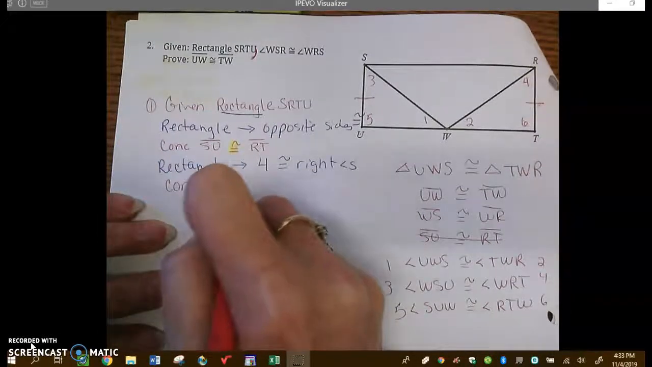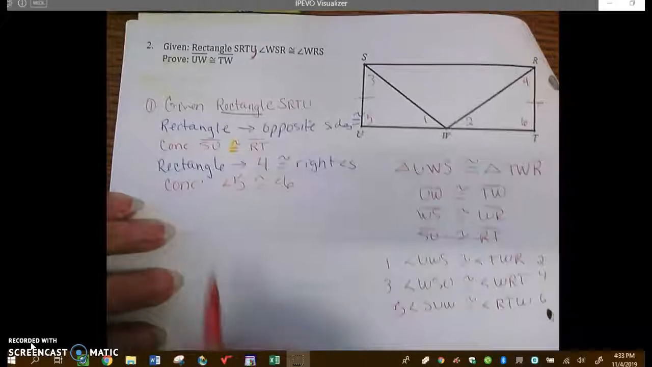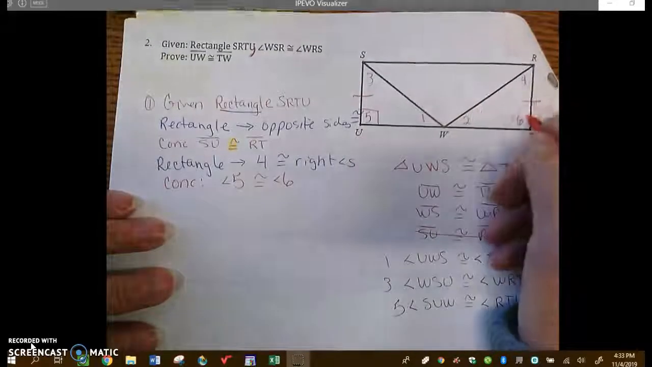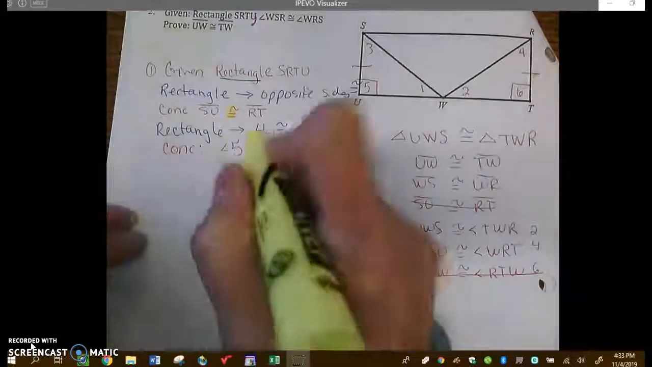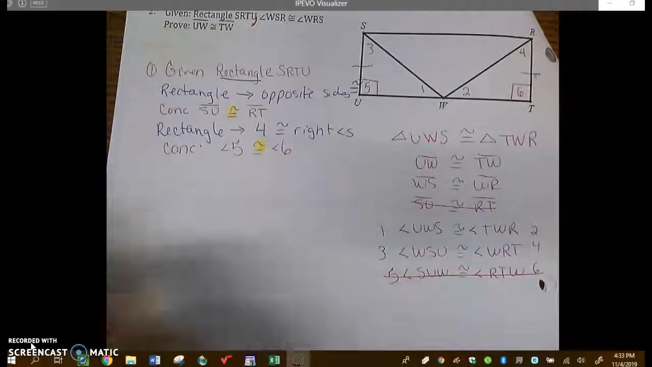So it's angle 5 is congruent to angle 6. I can put my marking in there. I'm crossing it off my list. That is my second congruent sign.